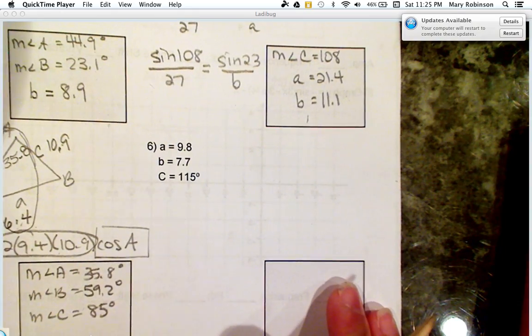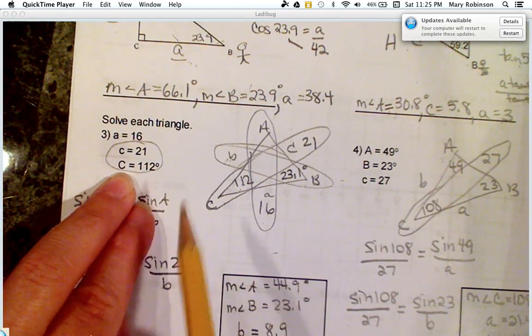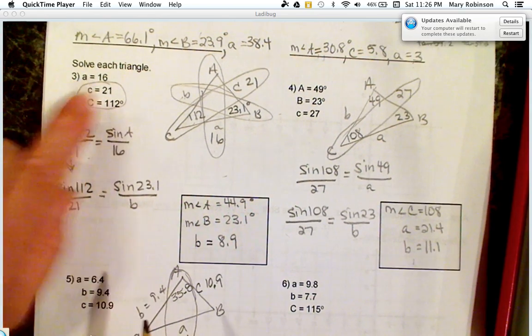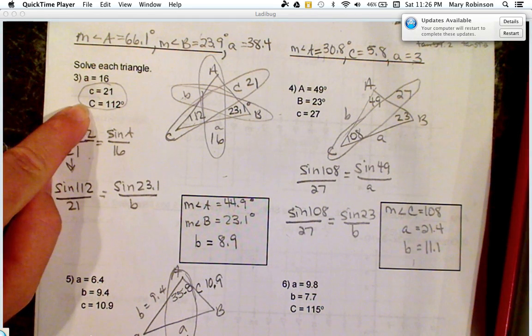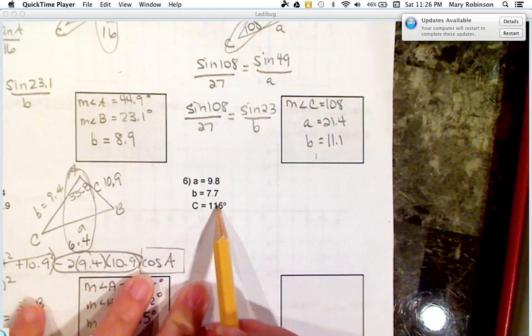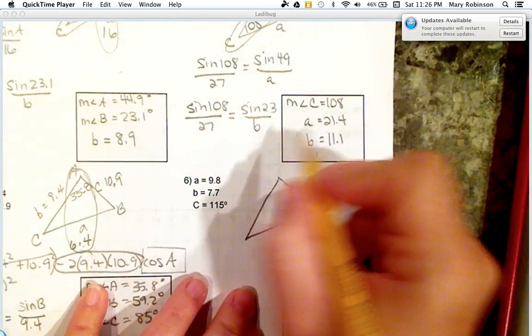Alright, on the last one, I'm going to give you, this time, 2 sides and an angle. If you take a look up here for 3, I give you 2 sides and an angle also. The difference between 3 and 6 is that for 3 you had an angle and its opposite side measure, so you could use law of sines. This time, we do not. So I'm giving you one of each type on your test.